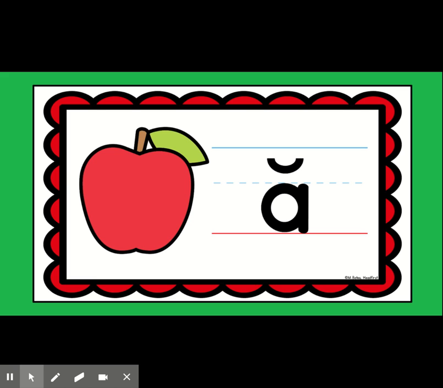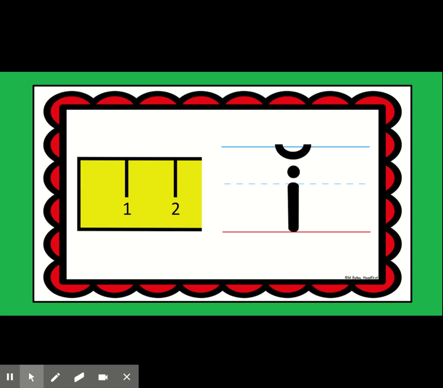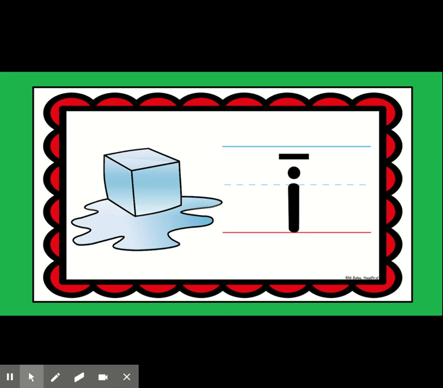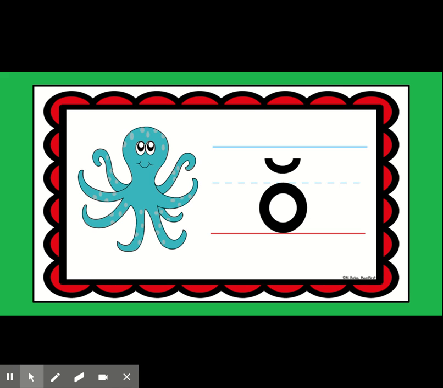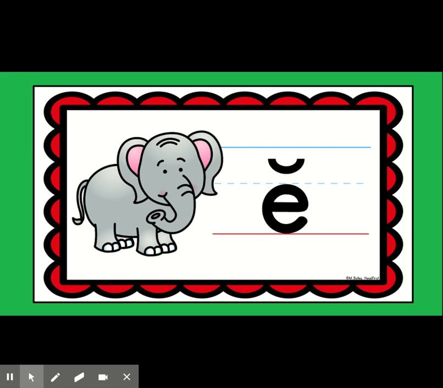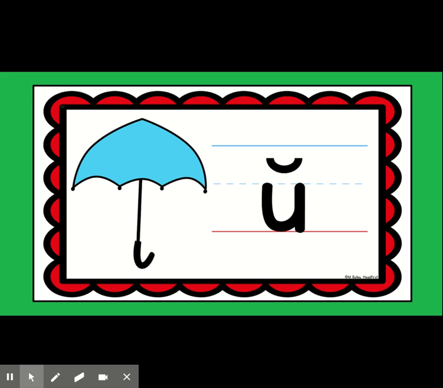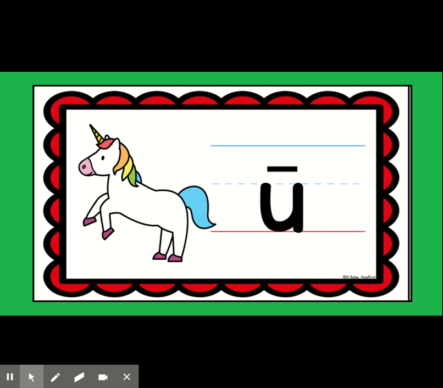Vowels. Okay, is this short or long? Short, apple, a. Is this short or long? Long, acorn, a. Short or long? Short, inch, i. Short or long? Long, ice, i. Short, octopus, o. How about this one? It's long. Overalls, o. How about this one? It's short. Elephant, e. How about this one? It's long. Equal, e. Long or short? Short. Umbrella, u. How about this one? It's long. Unicorn, u.